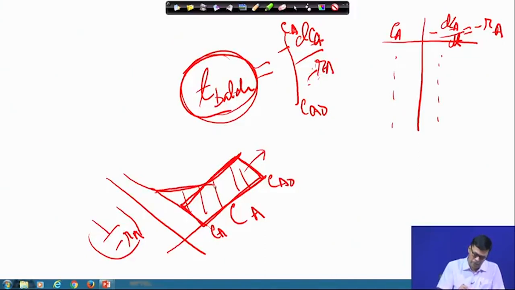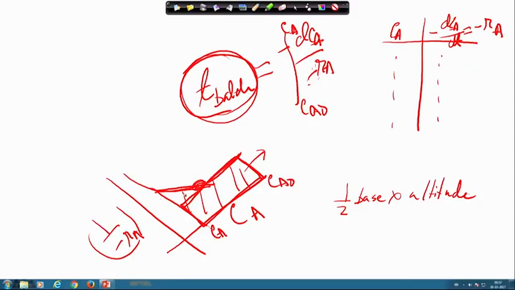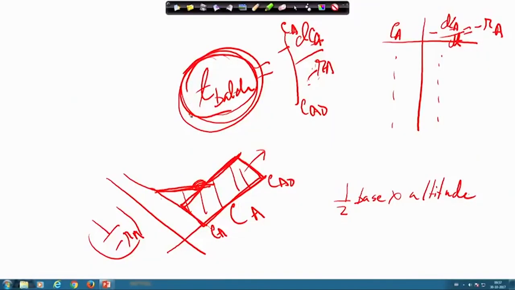Now, you can put a straight line here. So if you draw a straight line, then you will find a triangle. What is the area of a triangle? Half base into altitude. So you can do this, and some portion will be remaining, that you can divide into different squares. If you know the value of one square, and calculate the number of squares, from that you can find out the total time required, and that gives you the idea of the time required for a batch process.